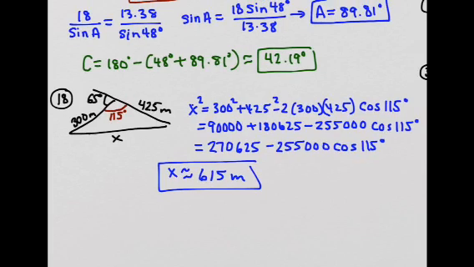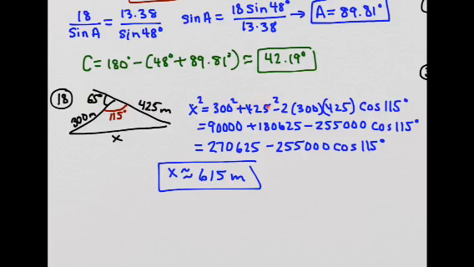Okay, number 18. It's a word problem. This is the picture. The black numbers are the ones they gave you. So in order to use the law of cosines, I need the inside angle, the interior angle. So I know that this is 65, so the supplement would be 115.